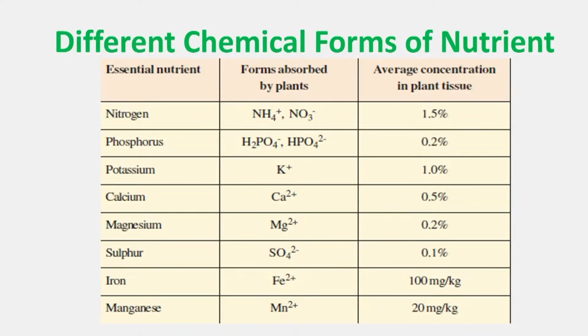After that we understood the different chemical forms of the nutrients, or in which form the plant can take up these nutrients from the soil. Nitrogen is taken up in ammonium and nitrate form, while phosphorus is taken up in phosphate ion form, while potassium, calcium and magnesium are all taken up in cationic ion form.